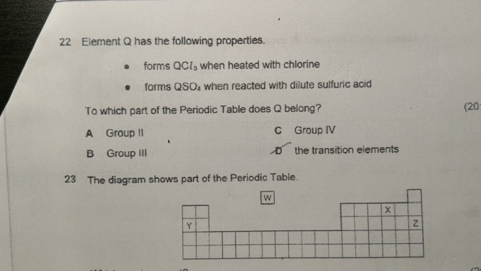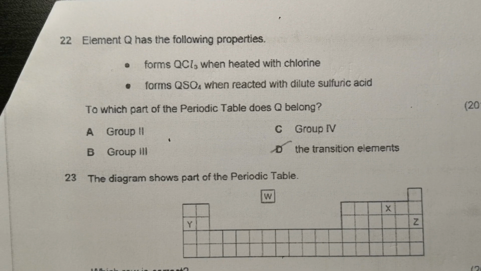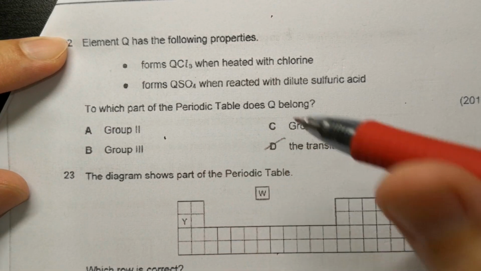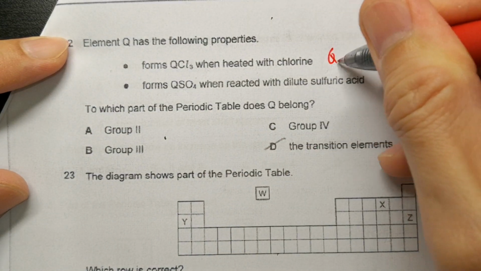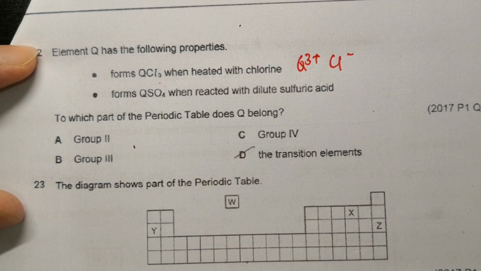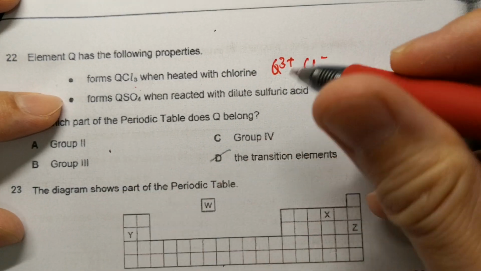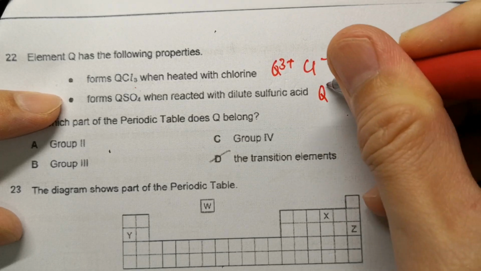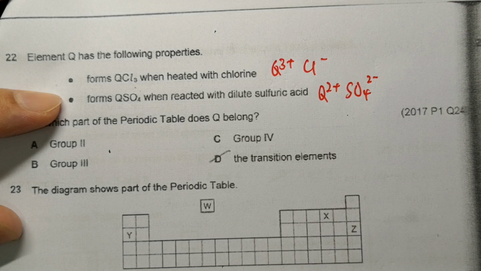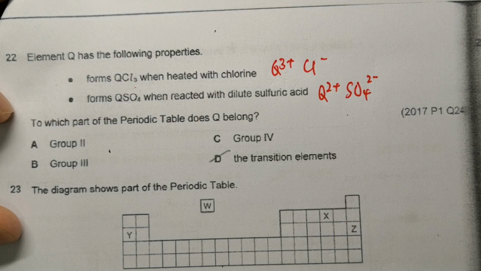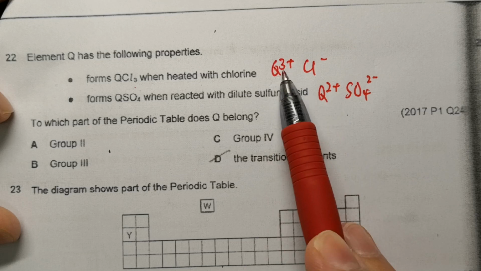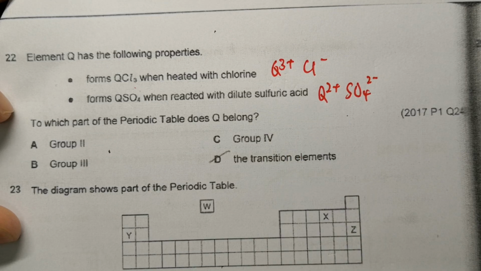Element Q has the following properties. To which part of the periodic table does Q belong? For this one you have to work backward. Q must be 3+ and Cl is 1-, so you get QCl3. Same thing for the sulfate: you get Q as 2+ because SO4 is 2-. So from here you know it has variable oxidation state, +2 and +3. That's why it's a transition element.